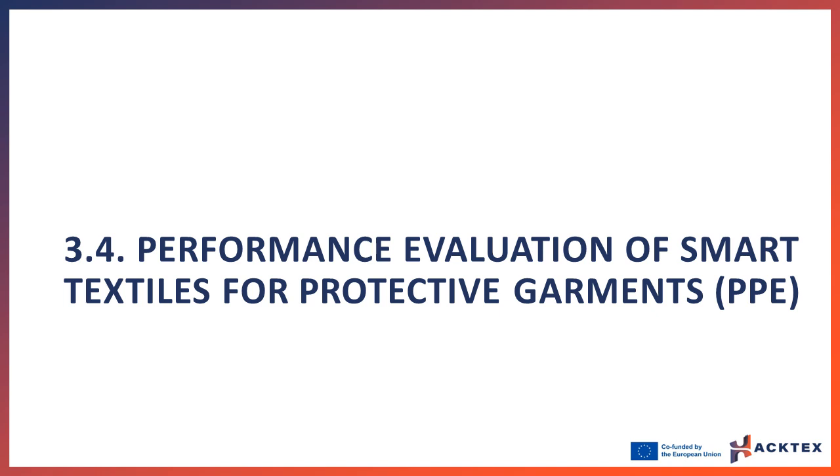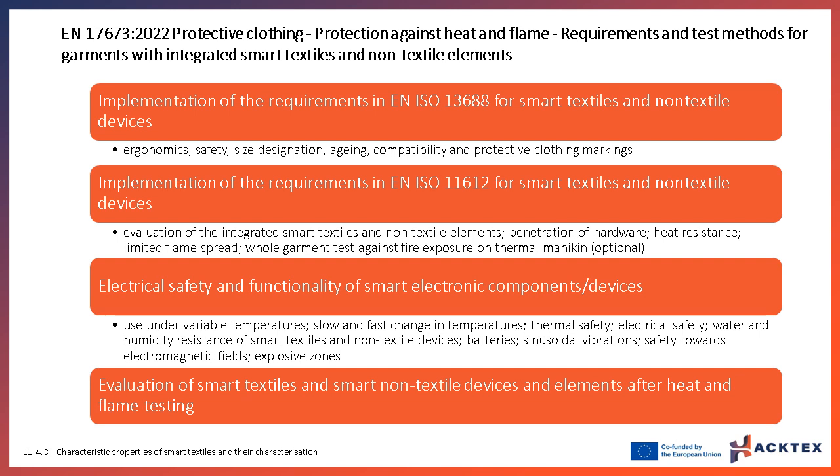Performance evaluation of smart textiles for protective garments. EN 17673 presents the requirements of EN ISO 13688 and EN ISO 11612 applied to PPE in general, and specific requirements concerning protection against heat and flame. It also discusses electrical safety and functionality of smart electronic components or devices, and evaluation of smart textiles and smart non-textile devices and elements after heat and flame testing.